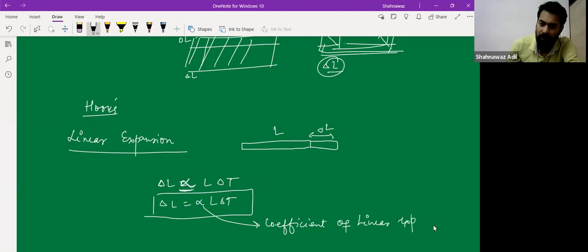Sir, L is the original length? Yes, L is the original length, and it expanded by some delta L distance.